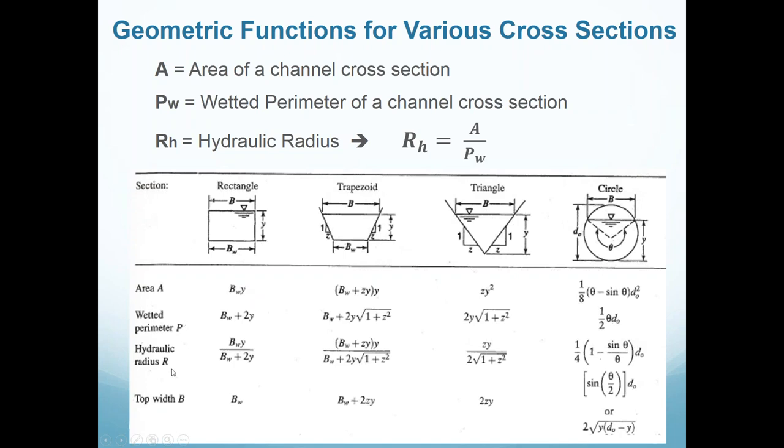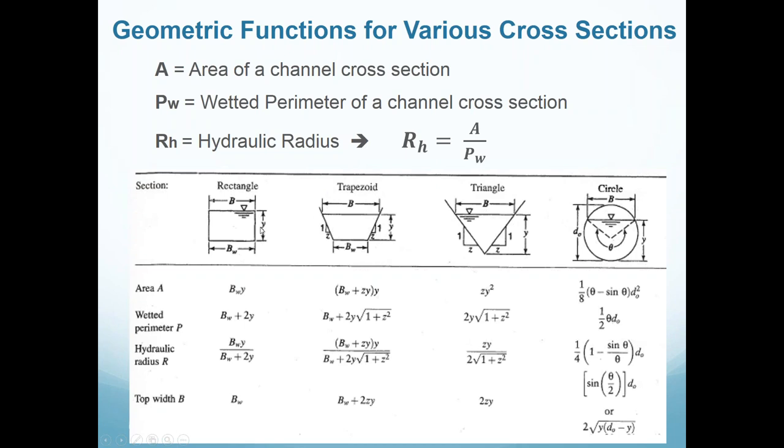Now you need the wetted perimeter in order to find the hydraulic radius, because the hydraulic radius, as shown here, is A over P_W. Hydraulic radius is a hypothetical radius. We don't have here a circle to talk about radius, but in hydraulics, in open channel, we talk about a concept of hydraulic radius. So it's a hypothetical number that comes from the area over the wetted perimeter.